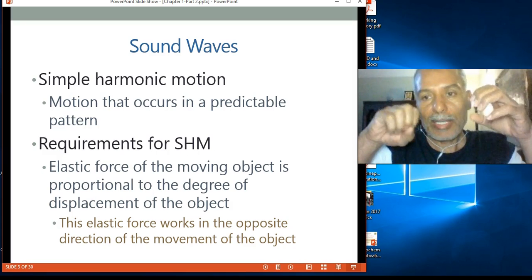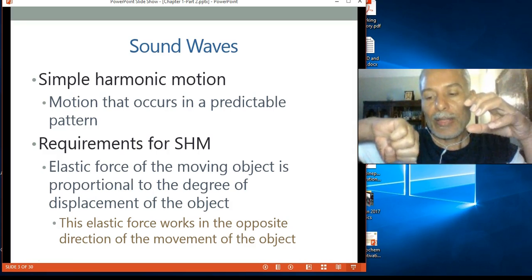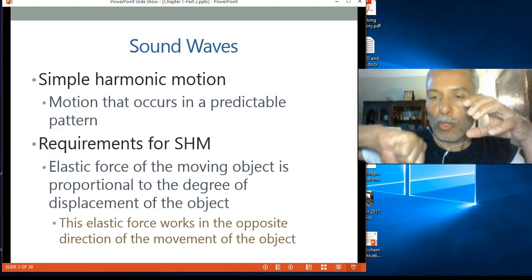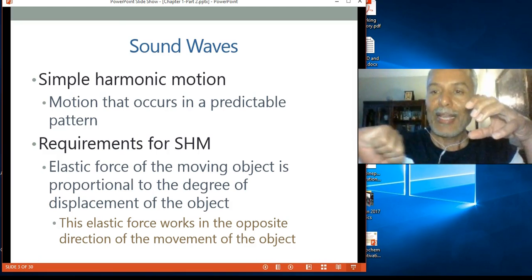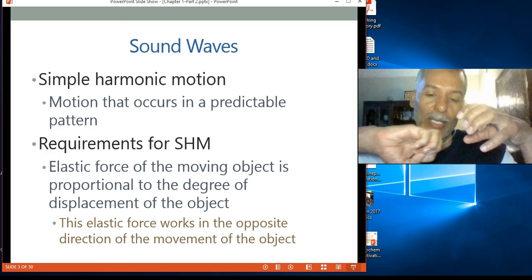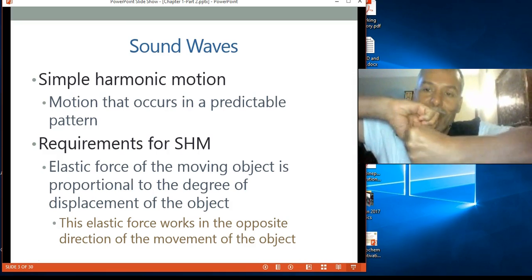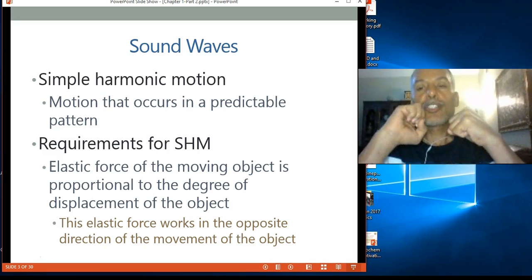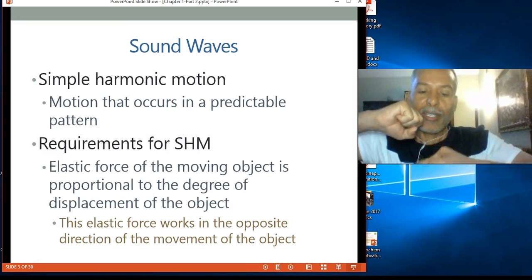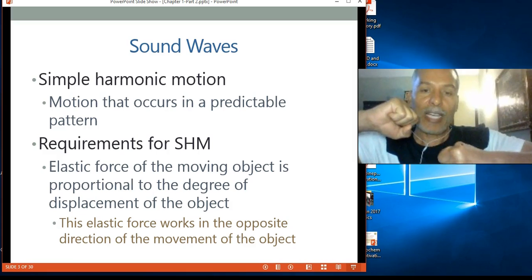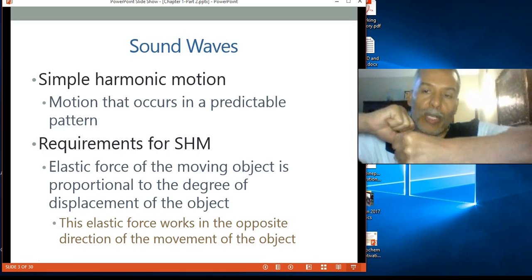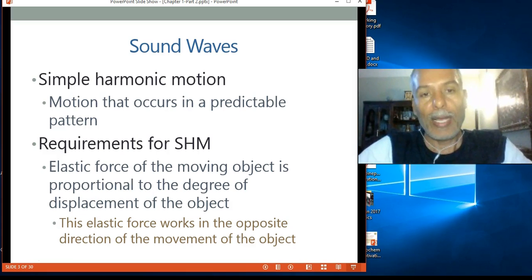The second piece of that is that the elastic force pulls the object back again in the opposite direction. So I'm taking it away from rest and it is trying to bring it back to rest. So if I pull 1 inch, elastic force will increase by 1 factor. The farther I go, the greater the elastic force that is going to pull me back to the original position or placement of the object.